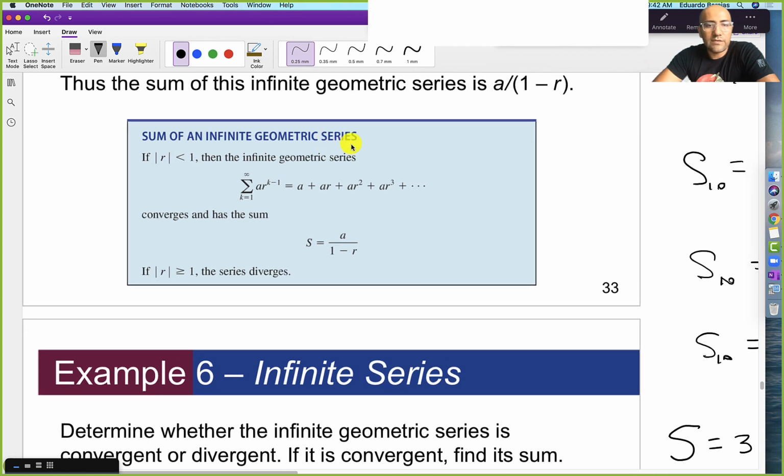Notice they snuck in the word series in here. We've been working with sequences. A sequence is a list of numbers. But now if we want to add up that list forever, that infinite list of numbers, and we want to add them all up, now that's what we call a series.